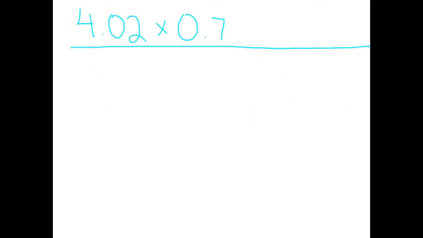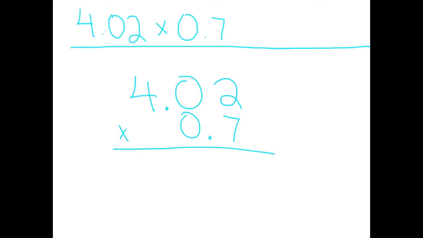Our problem is 4 and 2 hundredths times 7 tenths. We need to set up our problem like this, and we no longer need to worry about lining up the decimals. Then we multiply. So 2 times 7 is 14. 7 times 0 is 0, but add the 1. And 7 times 4 is 28. Then 0 times anything always equals 0.